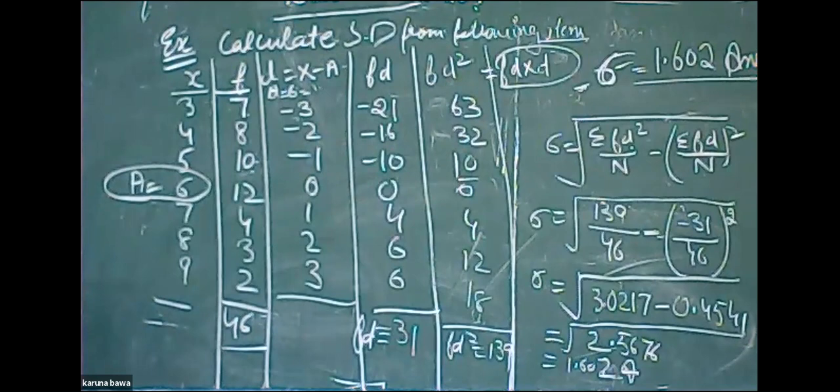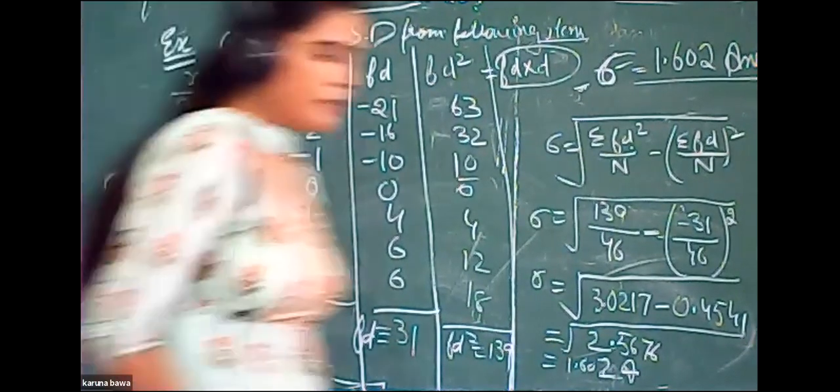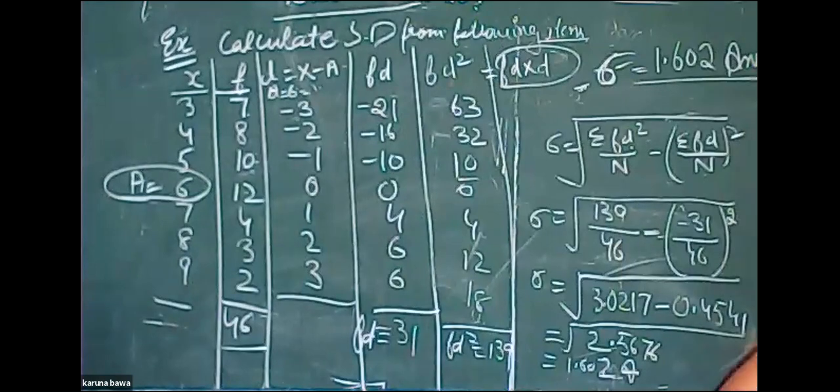So basically, this is a discrete series. We already discussed the individual series in the previous example. I hope this series is also clear to you.